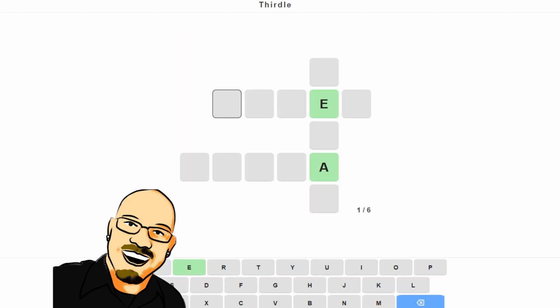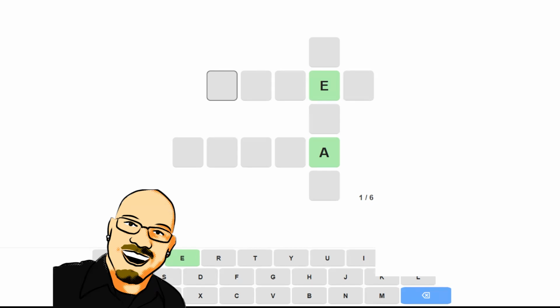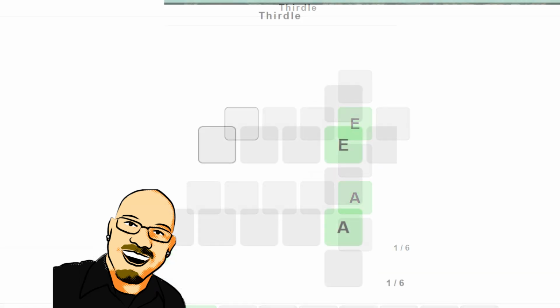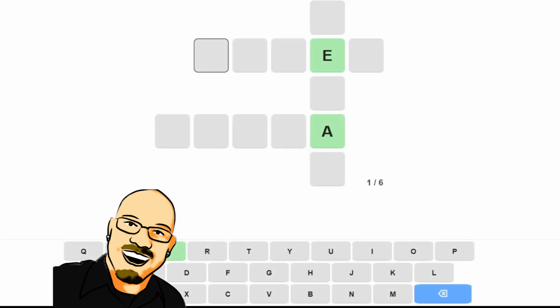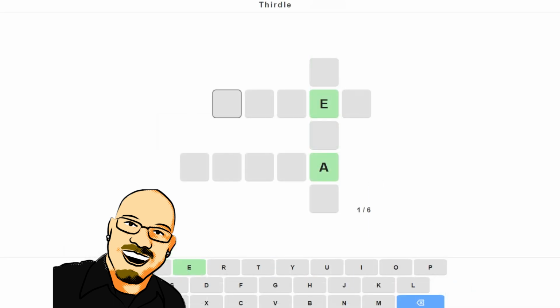Let's move on to the Thirdle. I'm always trying to figure out which one is the best frame for this one. I think it might be this. So, what are we thinking here? Since we have an E and an A in both of those, I think this one is going to require a new vowel. So I would want to include probably an E here to see if there's going to be another E over here.